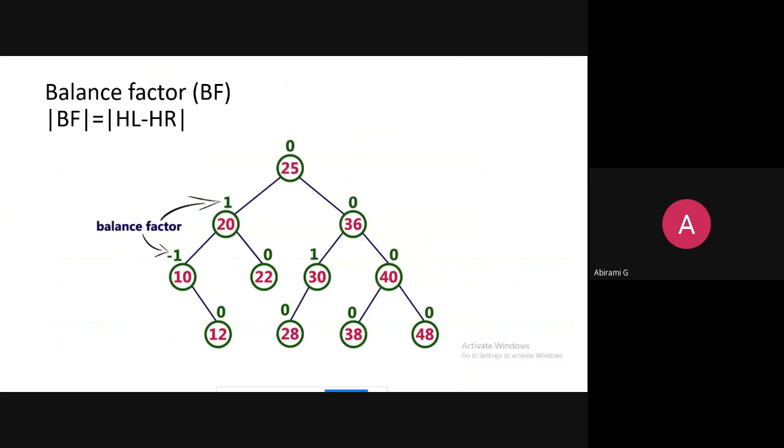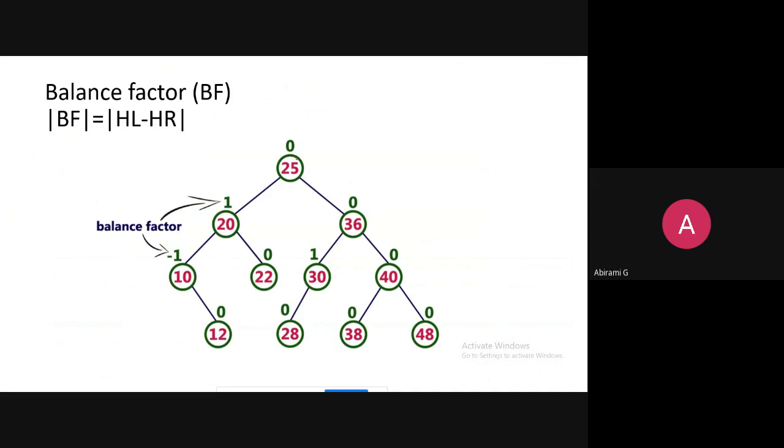After this, we will discuss how to construct an AVL tree. The balance factor is represented by BF. BF equals HL minus HR, which means height of the left subtree minus height of the right subtree. It's absolute one. Now consider this tree structure.